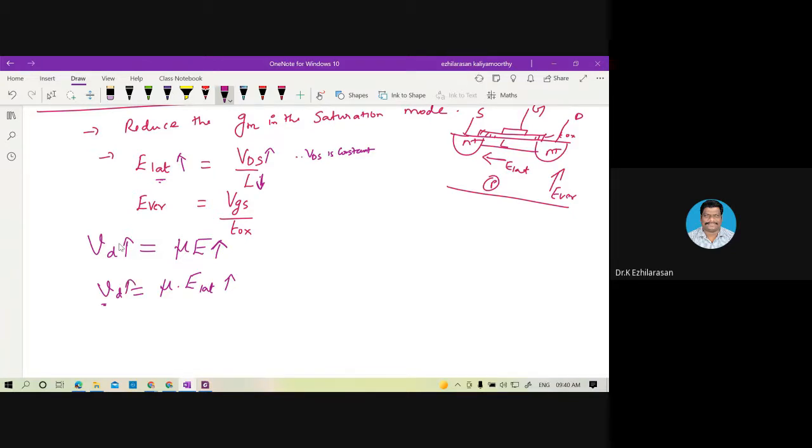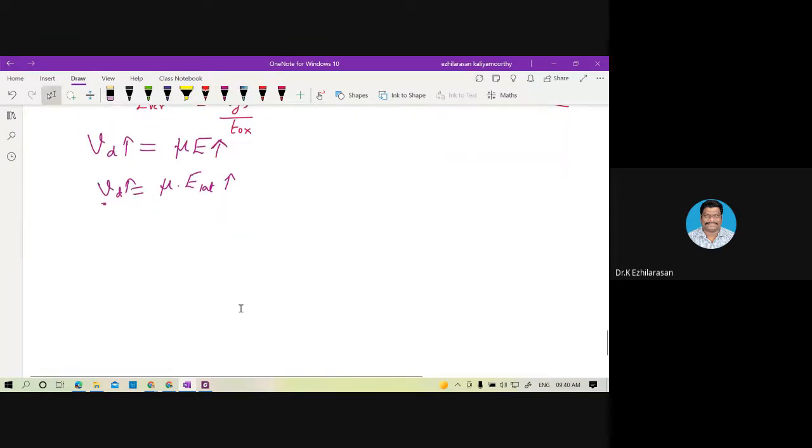It will go to saturation. That is what we call velocity saturation. At one particular point of time your channel will be pinched off, because velocity saturation means how fast the electrons will be moving, but at one particular point of time that saturates. So from that, we can make a note of that.